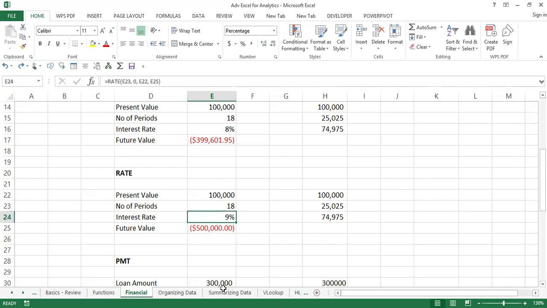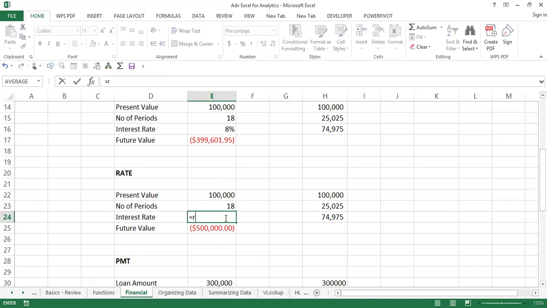Okay, so now let's say we have an idea of all the other things, but it's the rate we are looking for. So that's what we are talking about now. The rate we are looking for. So how do we accomplish that?